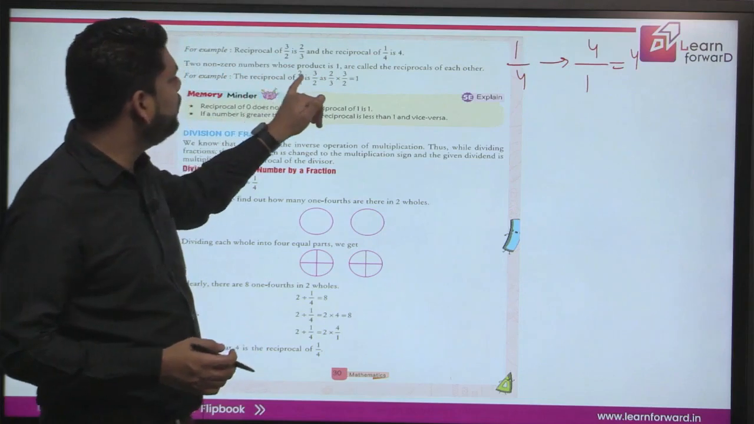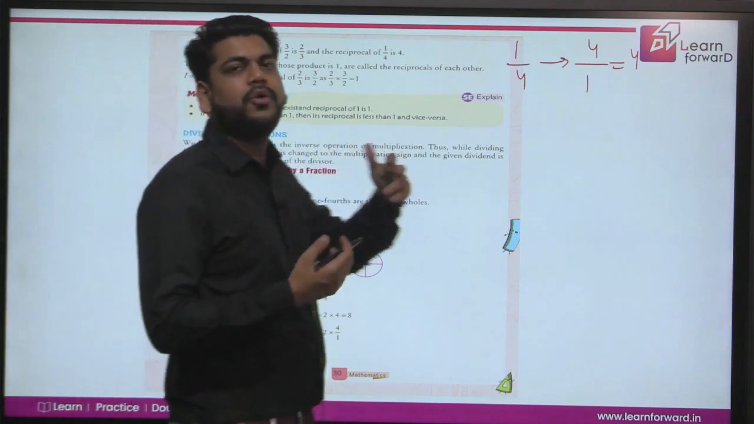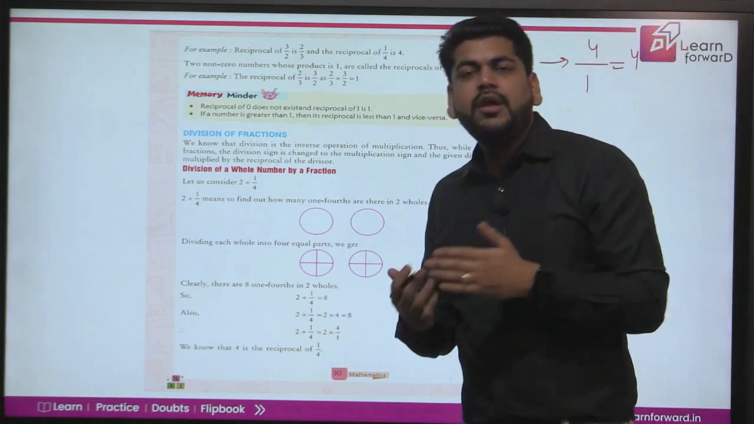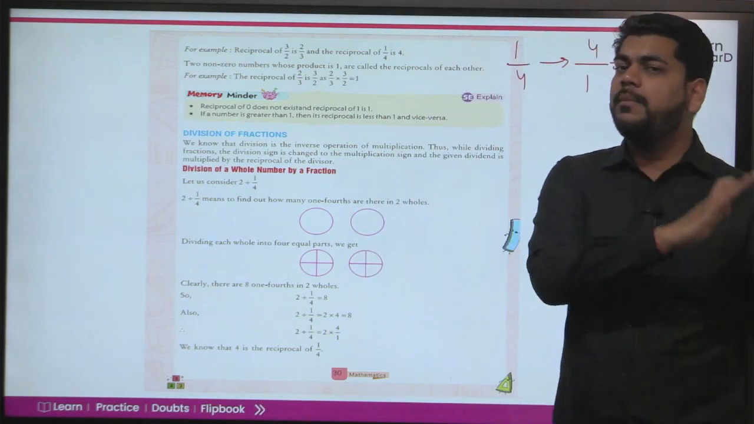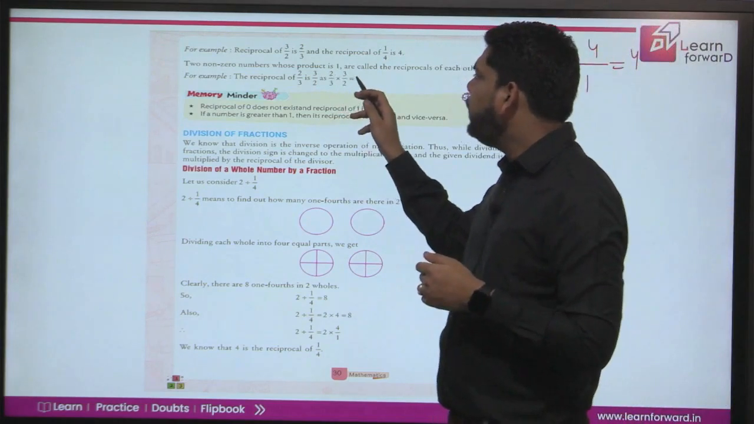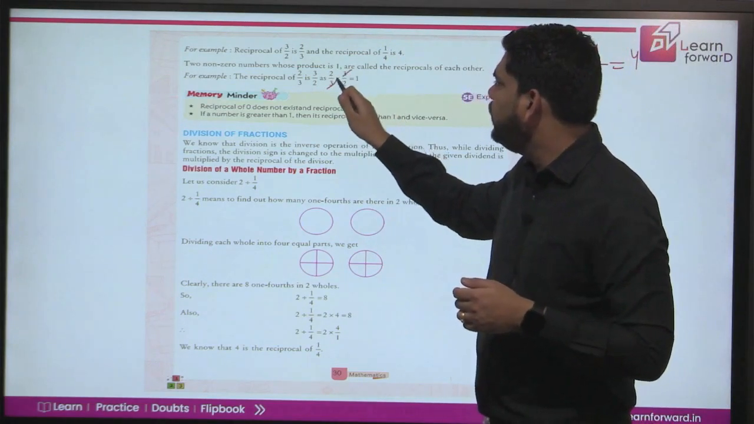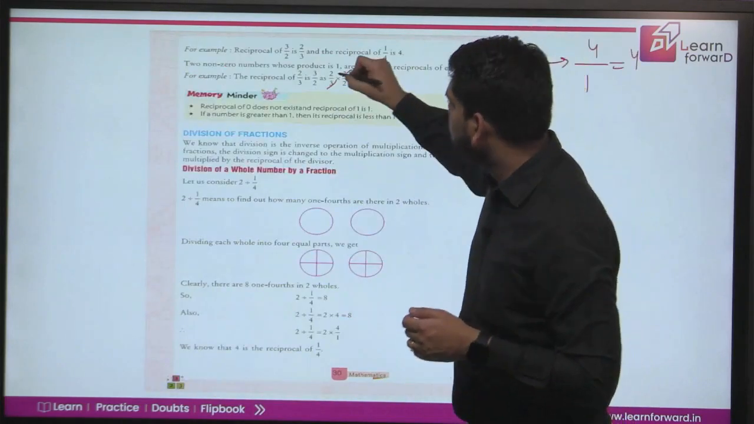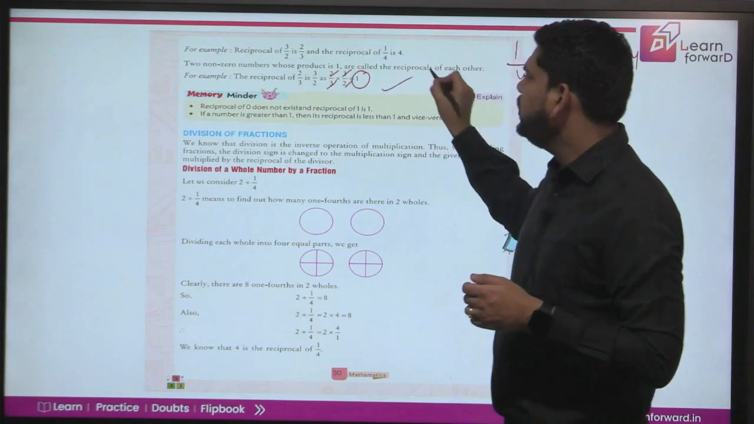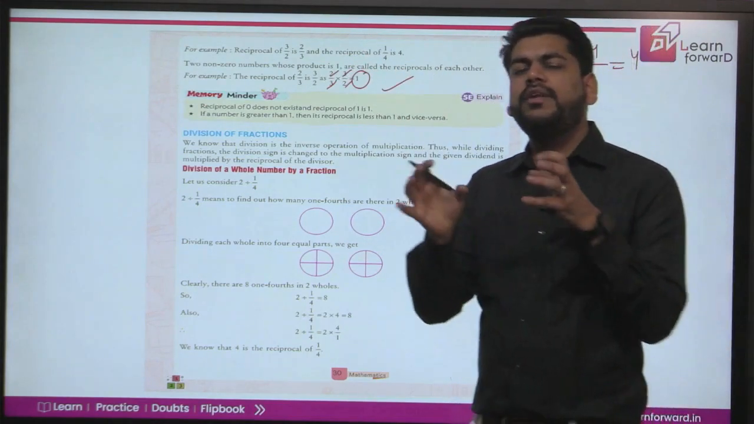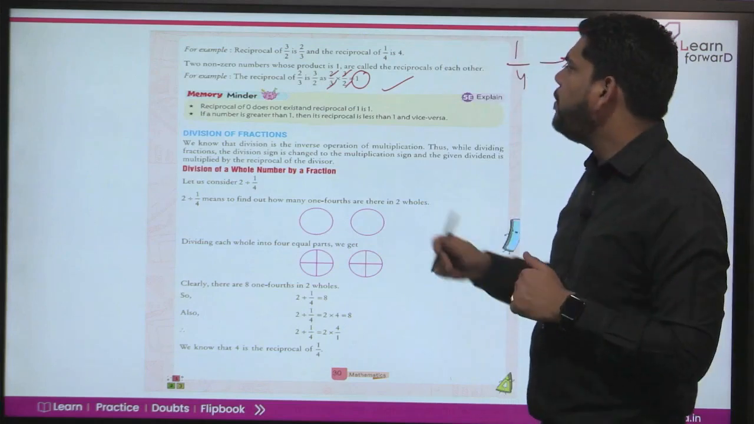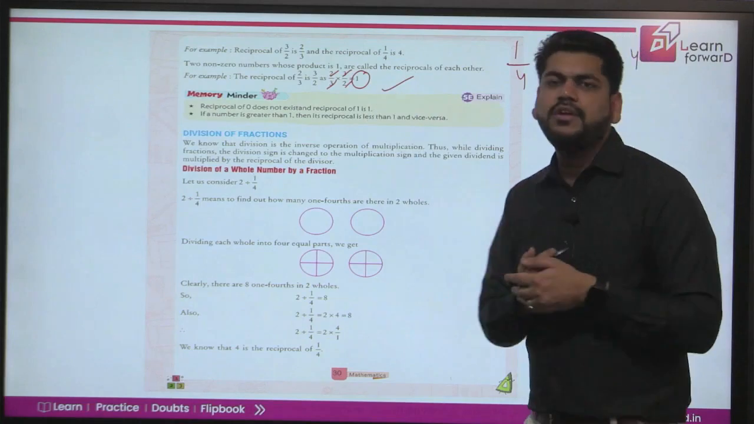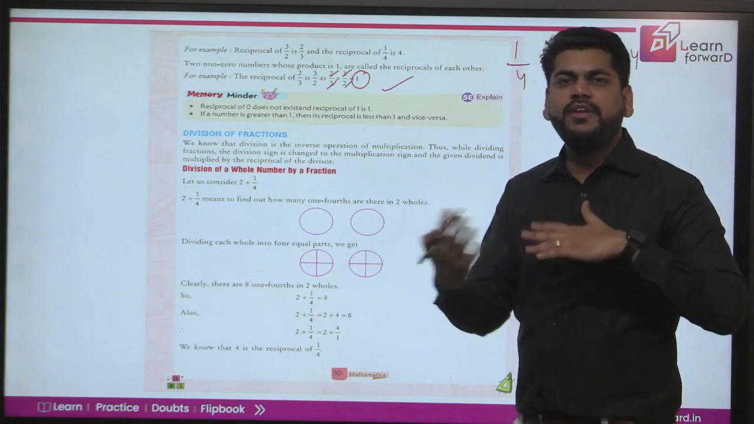Two non-zero numbers whose product is 1 are called reciprocals of each other. So what it is saying is, if there are fractions being multiplied and the answer comes out to be 1, 2 by 3 multiplied by 3 by 2, this 3 and this 3 will get cancelled, 2 and 2 will get cancelled, and the answer will be 1. So these are called reciprocals. This is another way to find out whether it's a reciprocal or not. If by multiplying both the numbers the answer comes out to be 1, then we say both fractions given to us are reciprocals of each other. Fine.